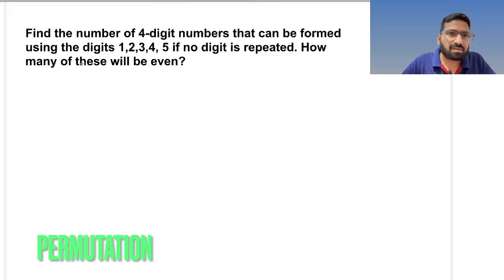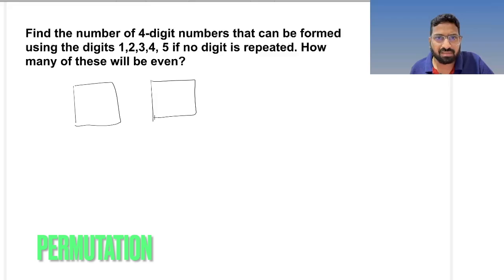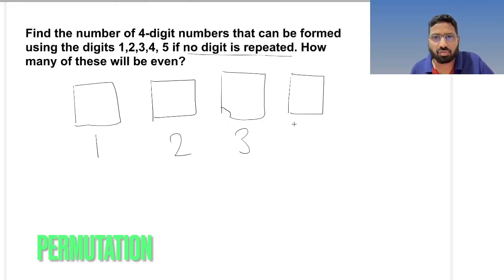So the question says find the number of 4-digit numbers that can be formed. Okay, we have to identify the 4-digit numbers. So that means I'll make a box of 4. Each box represents each digit. And the question also says if no digit is repeated, that means once you have used one of the digits, you cannot use it again. For example, if I am choosing 1, 2, 3, then I cannot choose 1, 2 or 3 for this digit. So this cannot be a valid number. So I'm crossing out this.